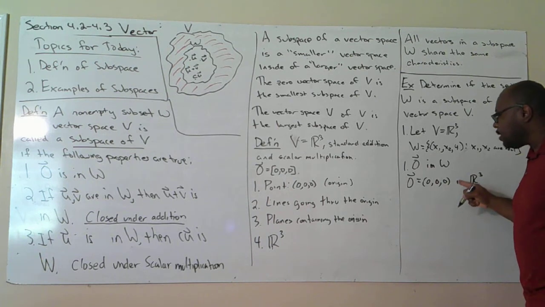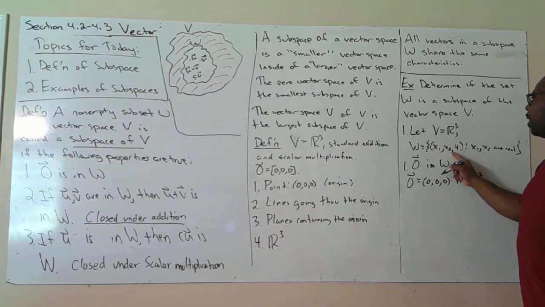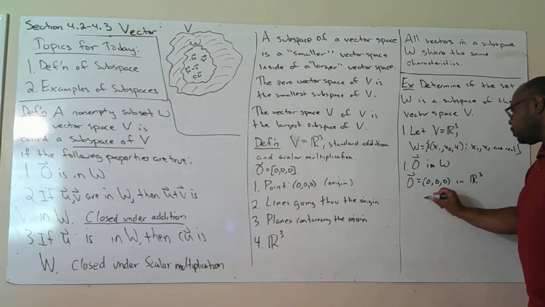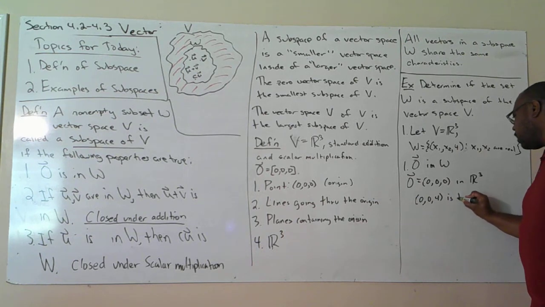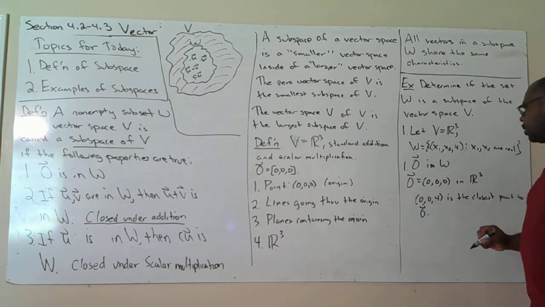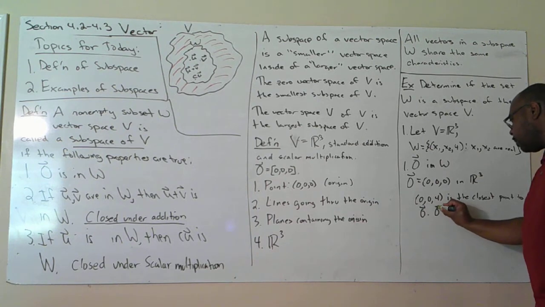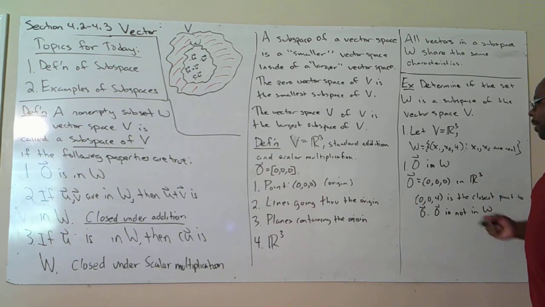The reason why the answer is no is because it has to be 4 in the third component. The closest I can get any of my points or vectors in W to the zero vector is 0, 0, 4. So 0, 0, 4 is the closest point to the zero vector. So the zero vector is not in W.